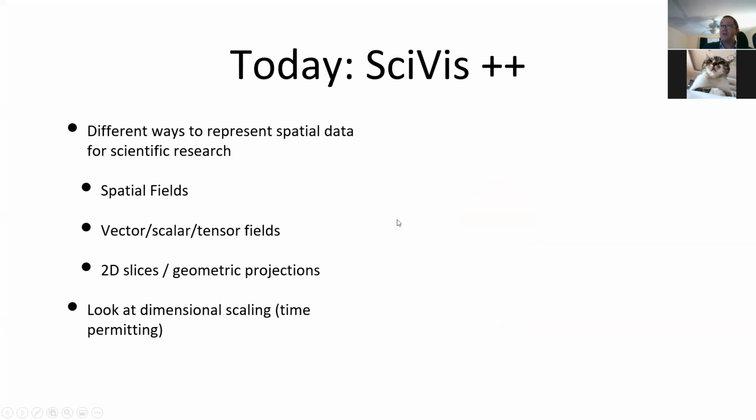So what we're looking at today, we're going to look at some spatial fields. We're going to look at tensor, vector, and scalar fields, how we can represent that data. And then we also look at geometric projections. And time permitting, I want to actually look at dimensional scaling, which plays really well into this. Although dimensional scaling is ideally for information visualization, these non-spatial visualizations.